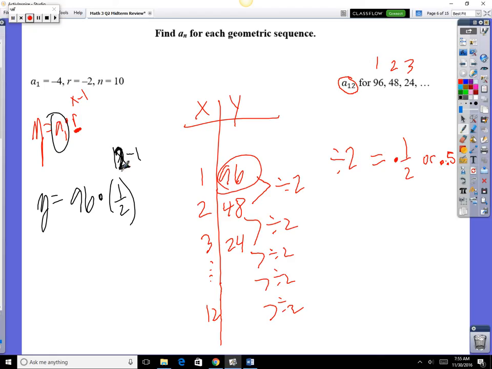So if I want the 12th x, that means I'm only going to cut it in half 11 times. I'm not going to cut it in half 12 times. So I'm going to cut it in half 11 times. So here we go. Type that in, hit enter, and you should be good. 96 times 0.5 to the 11th. So if you keep cutting in half, you should end up with 0.046875. So you got a decimal.